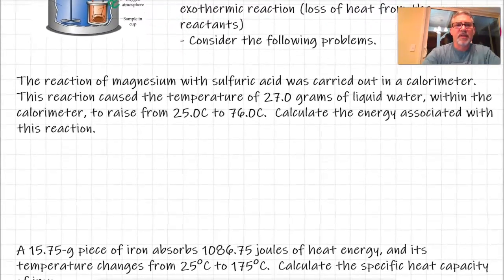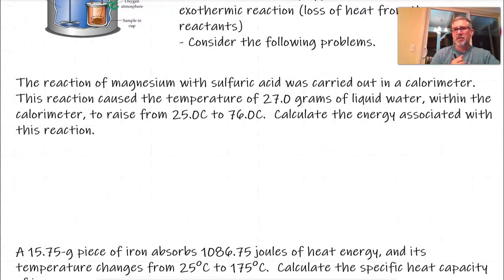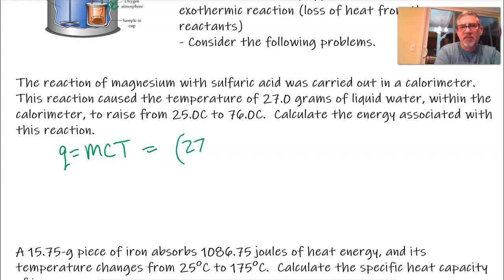A reaction of sulfuric acid was carried out in a calorimeter. The reaction caused the temperature of 27 grams of liquid water within the calorimeter to rise from 25 to 76 degrees Celsius. If I remember that Q equals mCΔT, my mass is 27, and my change in temperature is my final minus my initial, so I've got 76.